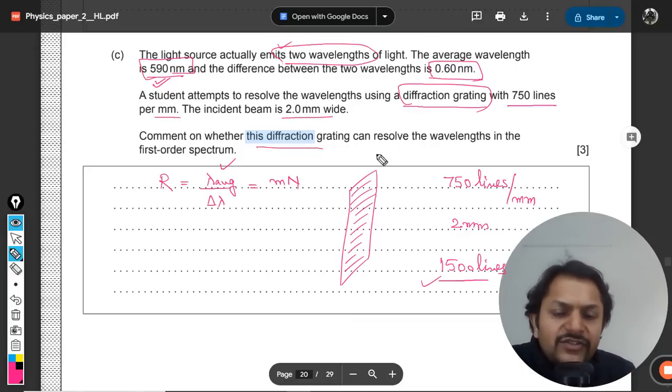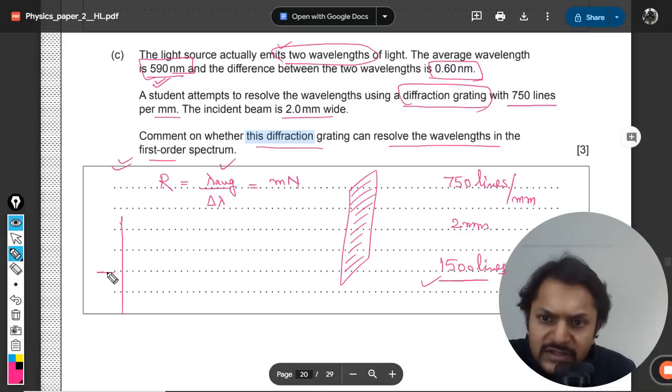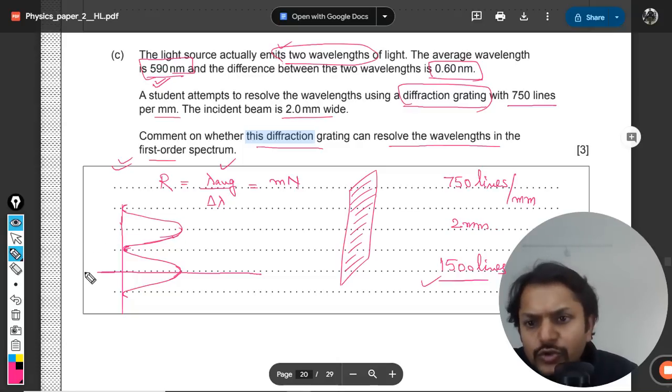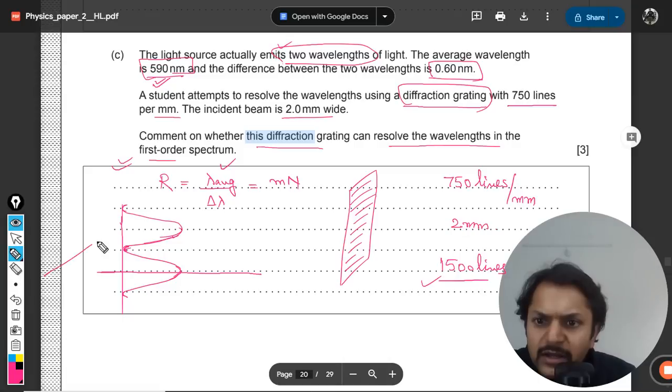Comment on whether this diffraction grating can resolve the wavelengths in the first order spectrum. What do you mean by first order? Let us say this is the pattern that you are creating. This is a maxima, and this is another maxima. I'm talking about the interference pattern now. So this is the first maxima, and there will be a first maxima downwards also. This is also the first maxima.